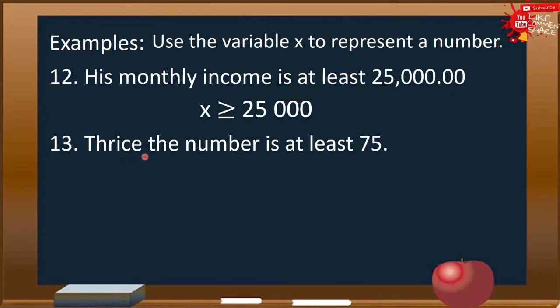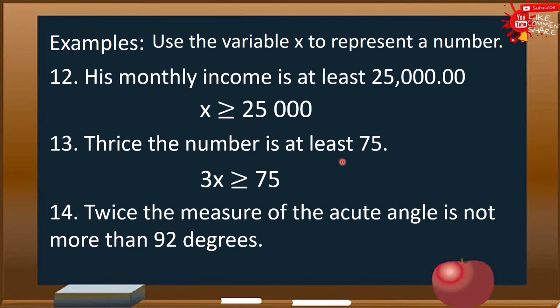Now let us have example number 13. So we have here thrice the number is at least 75. So the number will be represented as variable x. Then we have here thrice, so it means that we will multiply the number by 3. So that's why we will have 3x. Then again, is at least means is greater than or equal to. Then we have 75. So 3x is greater than or equal to 75 is the mathematical sentence for thrice the number is at least 75.